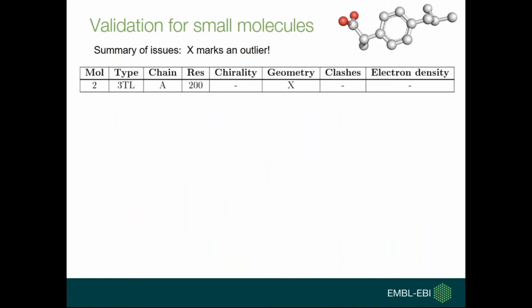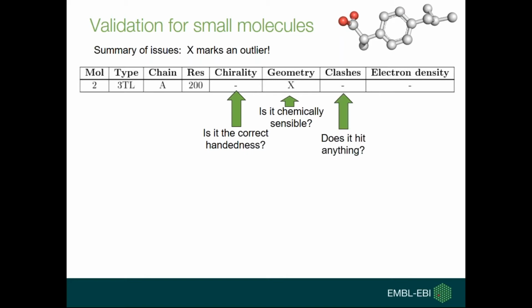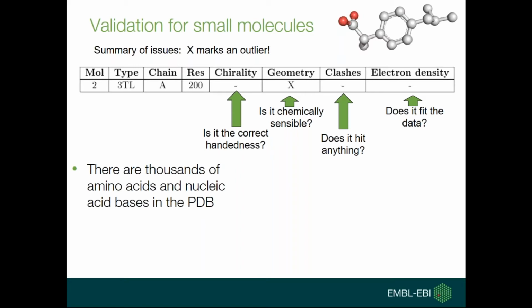That was for macromolecules. How do we validate small molecules in the PDB? Like for macromolecules, there's a summary section in the validation report, which gives you a summary of potential issues. So the chirality section, is the handedness of the molecule correct? Is it chemically sensible? And we know how long a carbon-carbon bond should be. In this case, is that right, or is that way off? Does it hit anything? The clash score, is it banging into anything? And for X-ray crystallography entries, does it fit the data?